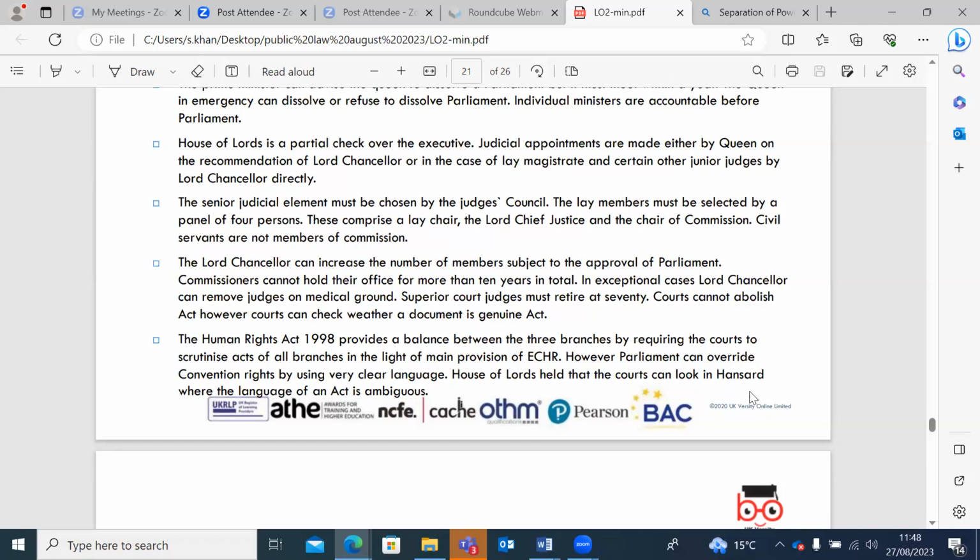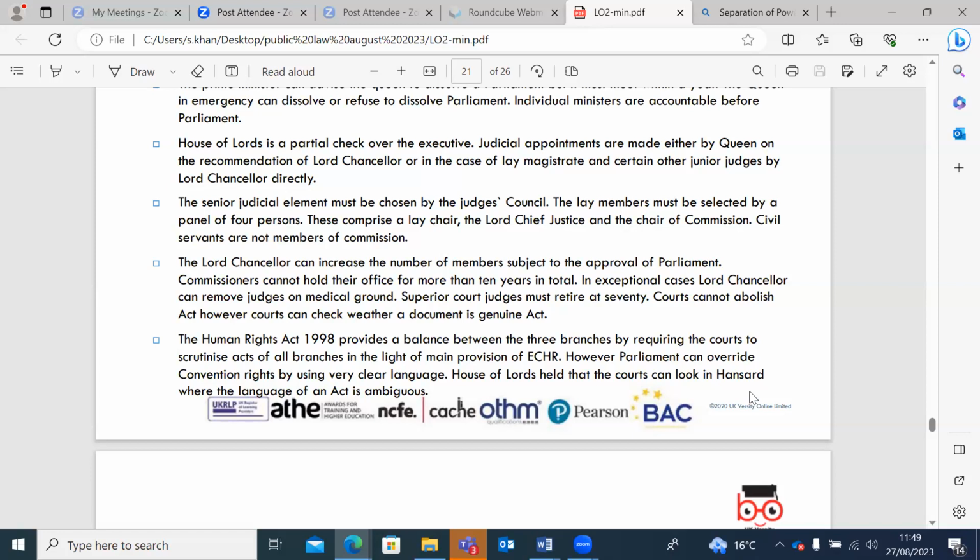Civil servants are not members of the commission. The Lord Chancellor can increase the number of members subject to the approval of Parliament. Commissioners cannot hold their office for more than 10 years in total. In exceptional cases, the Lord Chancellor can remove judges on medical grounds. Superior court judges must retire at 70, and courts cannot abolish an act. However, courts can check whether a document is a genuine act.